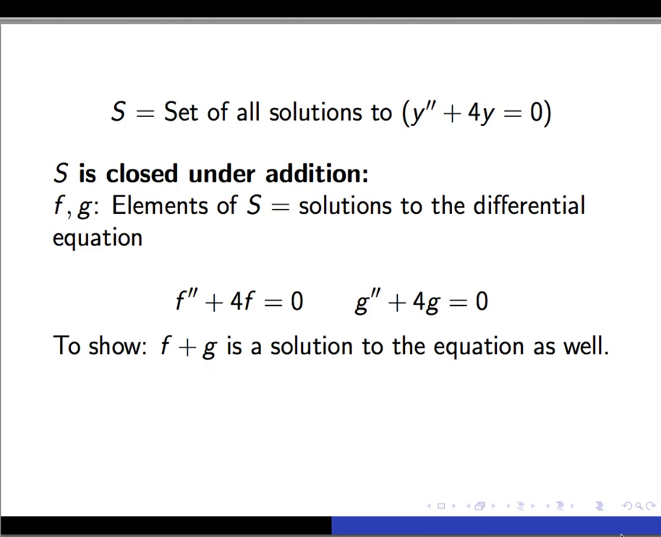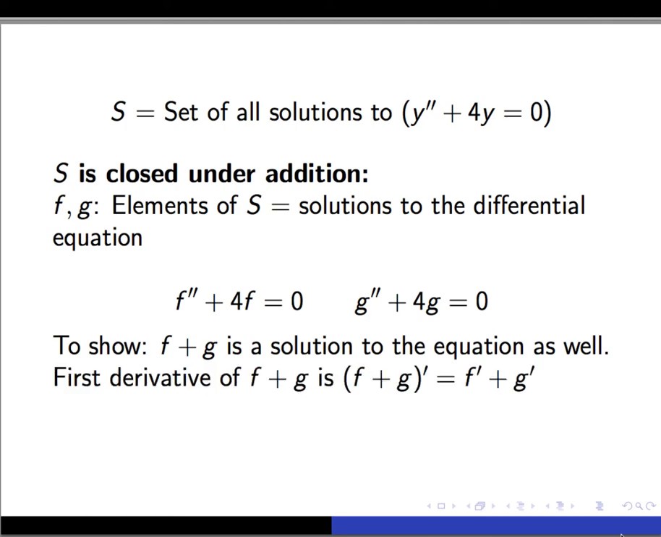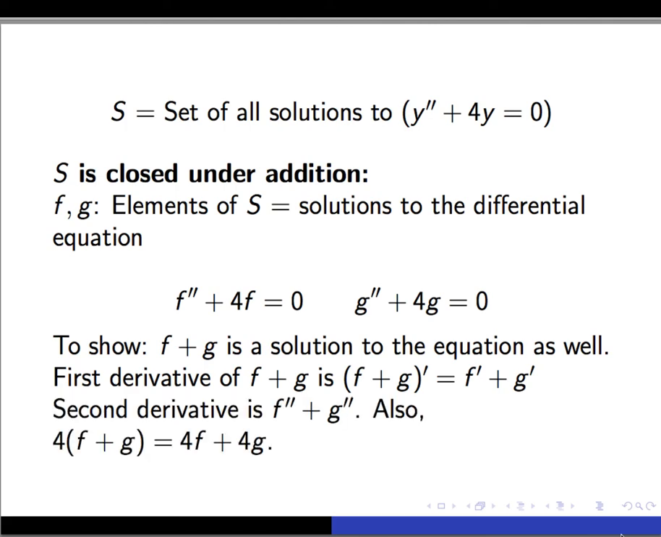So first of all, what's the second derivative of f plus g? Well, from basic calculus, we know that the derivative of a sum is the sum of the derivatives. So the first derivative of f plus g is just f prime plus g prime. And so the second derivative is f double prime plus g double prime. And so now what is 4 times f plus g? Well, we can distribute the 4 to get 4 times the quantity f plus g equals 4f plus 4g.